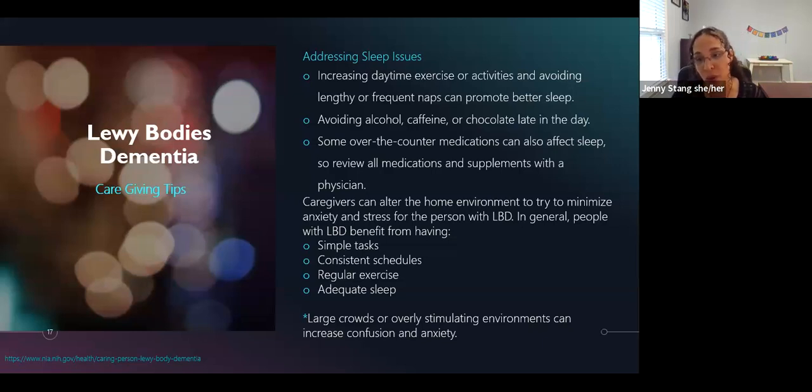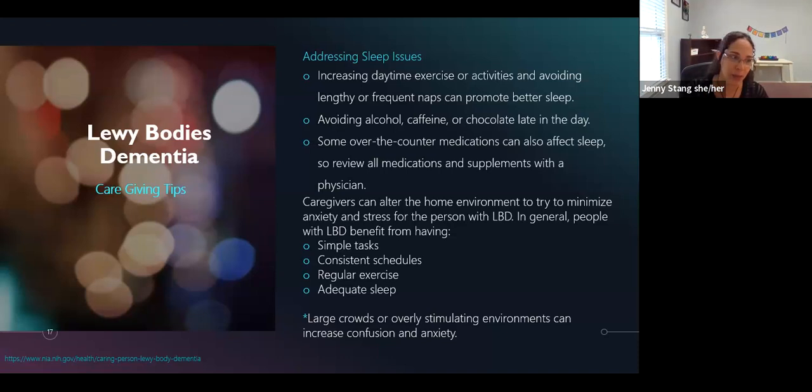You can also alter the home environment to try to minimize anxiety and stress for that person. In general, people with Lewy body dementia benefit from having simple tasks, consistent schedules, regular exercise, and adequate sleep. Just to note, large crowds or overly stimulating environments can increase confusion and anxiety. So if you can avoid bringing them into those spaces, it's probably best for both of you.